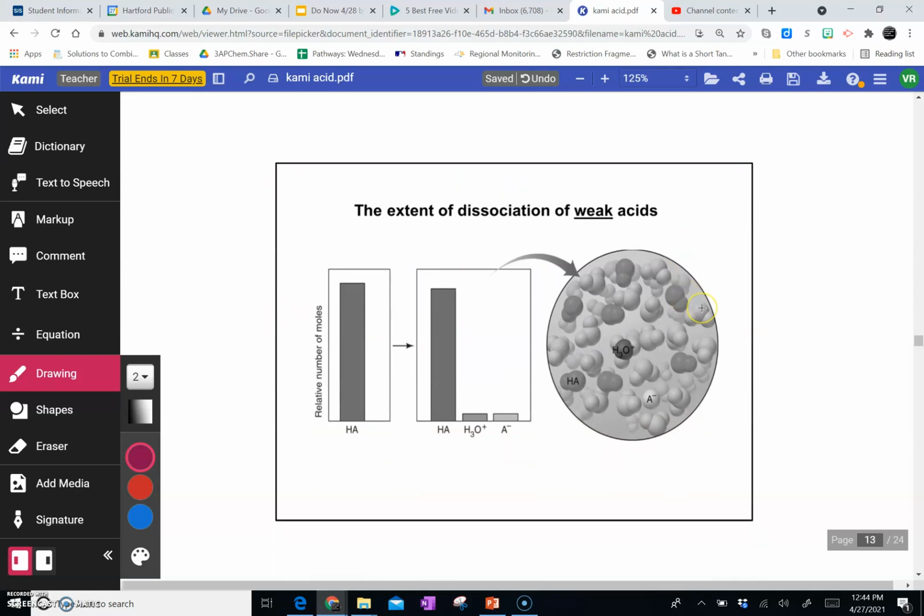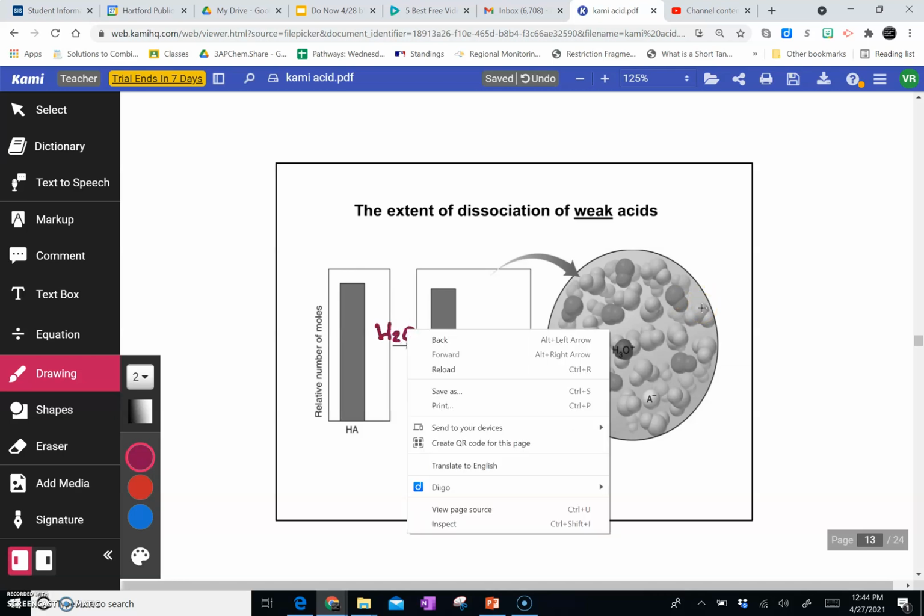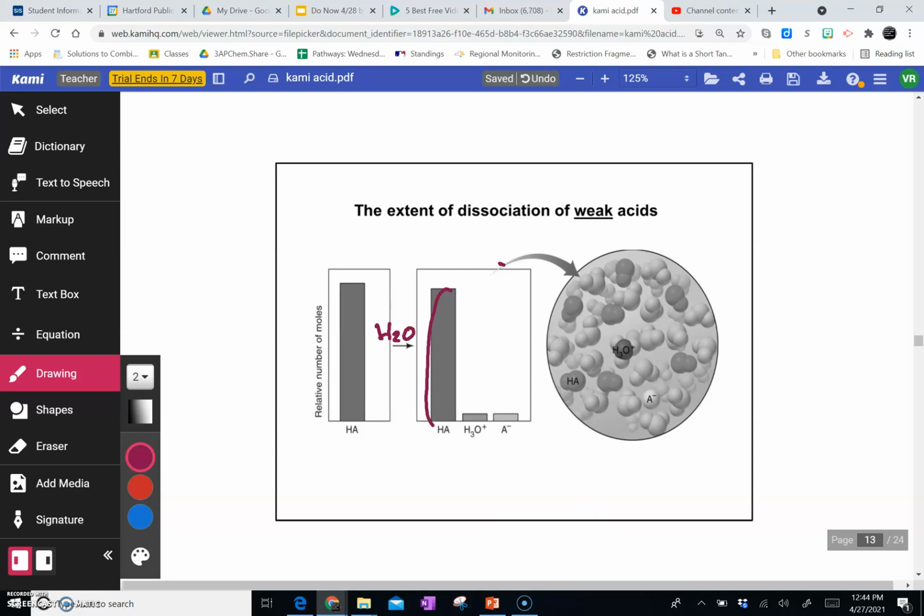So this is a little bit different. This is the dissociation of weak acids. So you see, if you're adding it to water, what's going to happen is most of it stays in the acid form. It only loses a little bit of its H, and less of it has lost its H, so therefore there's less of the conjugate base. So you have more present in the non-dissociated form here, if it's a weak acid.